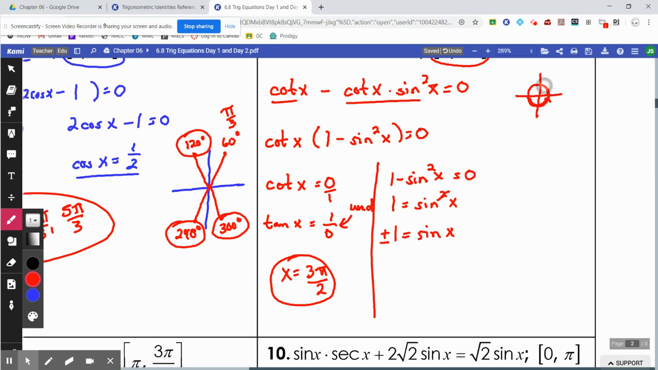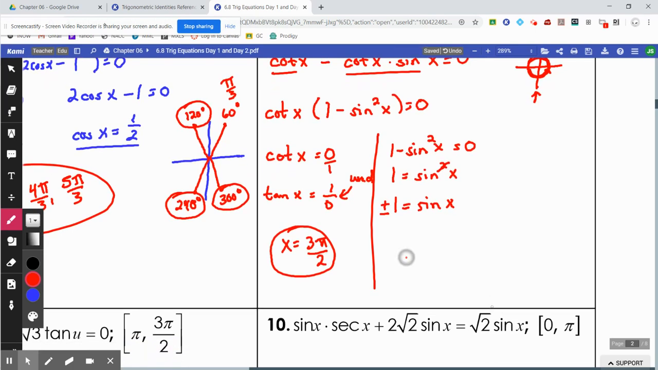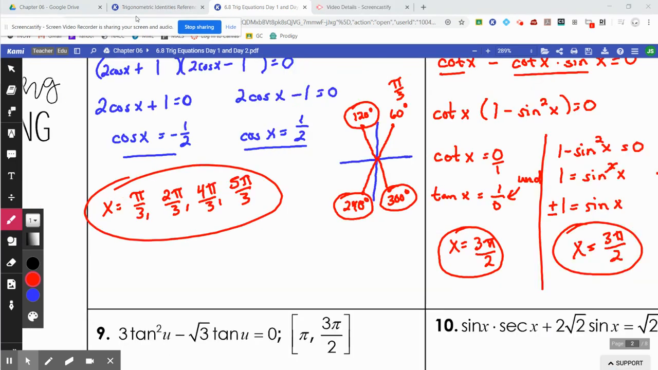Now remember your unit circle. Sine is the y value on your unit circle, and where is sine equal to negative 1 would be right there at 270. So you have only one solution here. Both of them are true at 3 pi over 2. So your answer to this equation would be just 3 pi over 2. Okay, number 9.